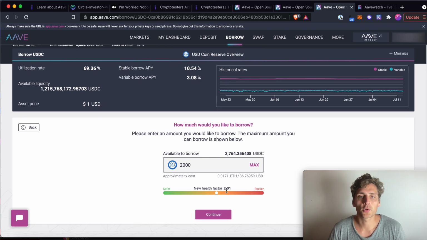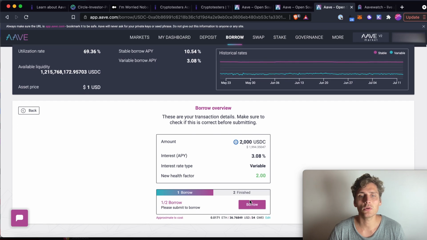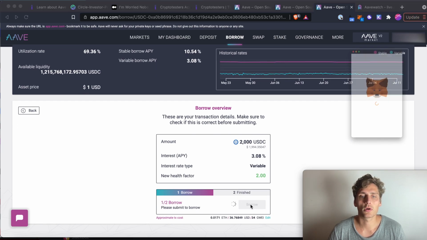So now I'm going to proceed with my loan of $2,000. Oh yeah, and you can choose between a stable interest rate that you can lock in for a couple of months. I don't want the risk of the interest rate changing. I mean, if you're not happy with the rate, you can always pay back, if you see it has risen too much. I'll just continue, and then I click on borrow.